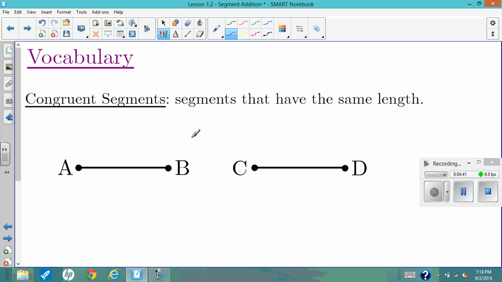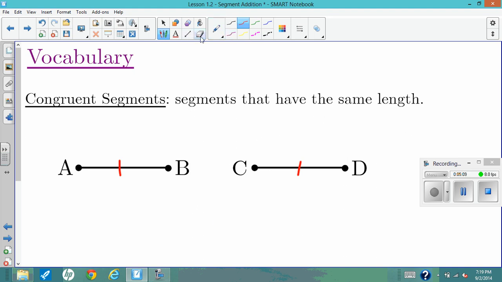We have one more piece of vocabulary for this lesson. We're talking about congruent segments, and these are two segments that have the same length. A couple important things to know about the word congruent. If I say that AB is congruent to CD, I can show that by putting a little slash through each of those lines. These two red lines mean that AB is congruent to CD.